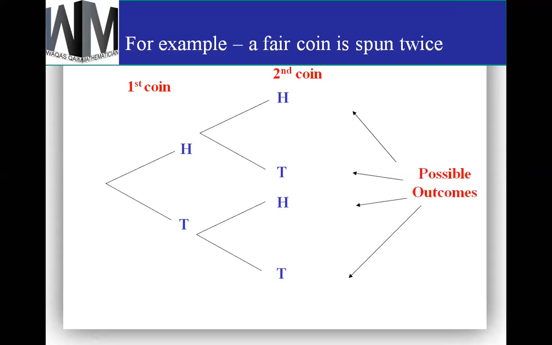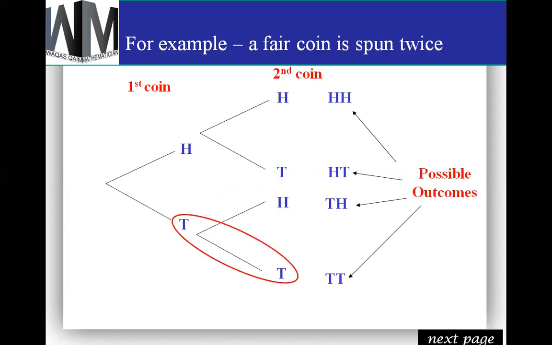Now the possible outcomes will be, for the first case, head and head, meaning both times we get head. For the second one, the possible outcome is head and tail. For this one, tail and head, and for this one, tail and tail. Any confusion with these possible outcomes? So there are four outcomes of this combined sample space: head head, head tail, tail head, and tail tail.